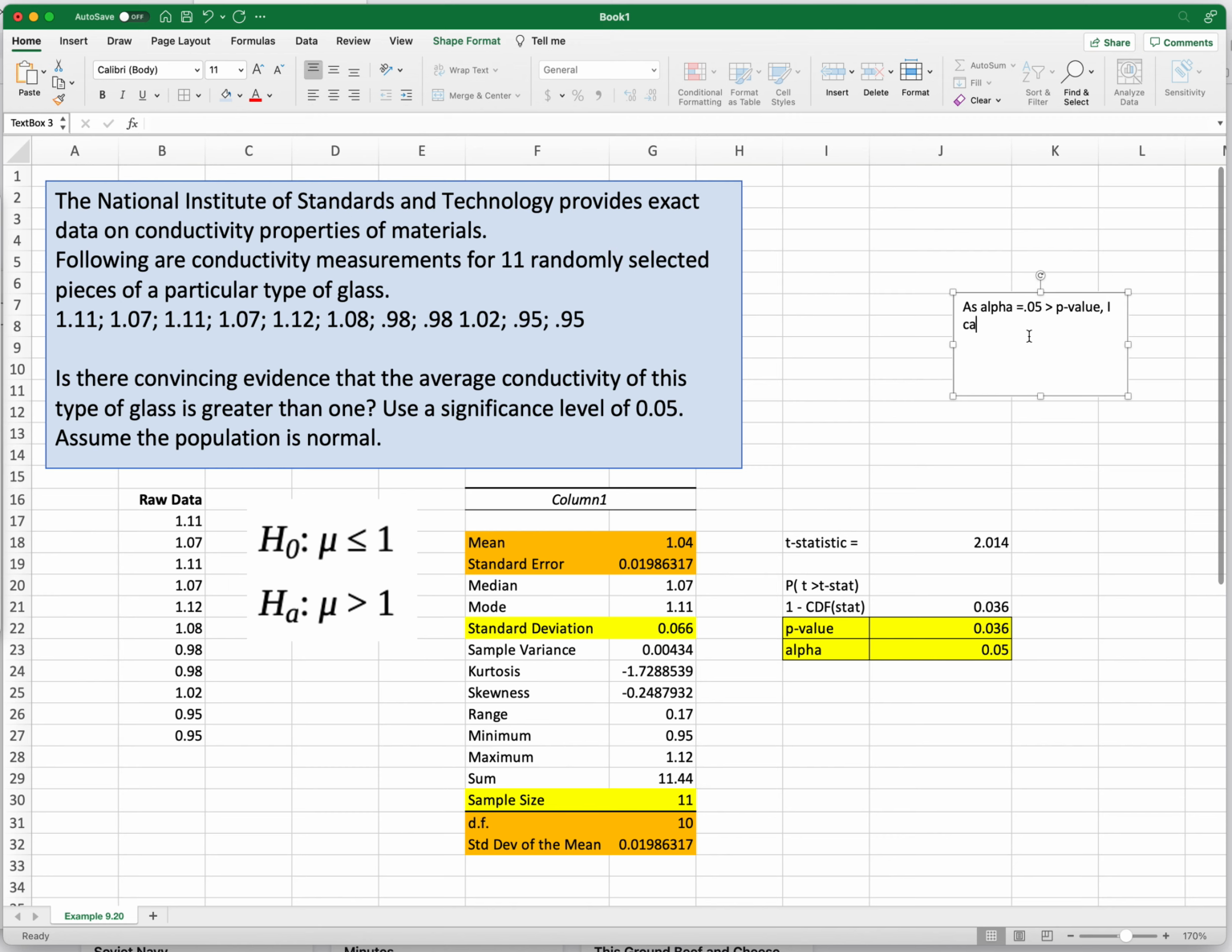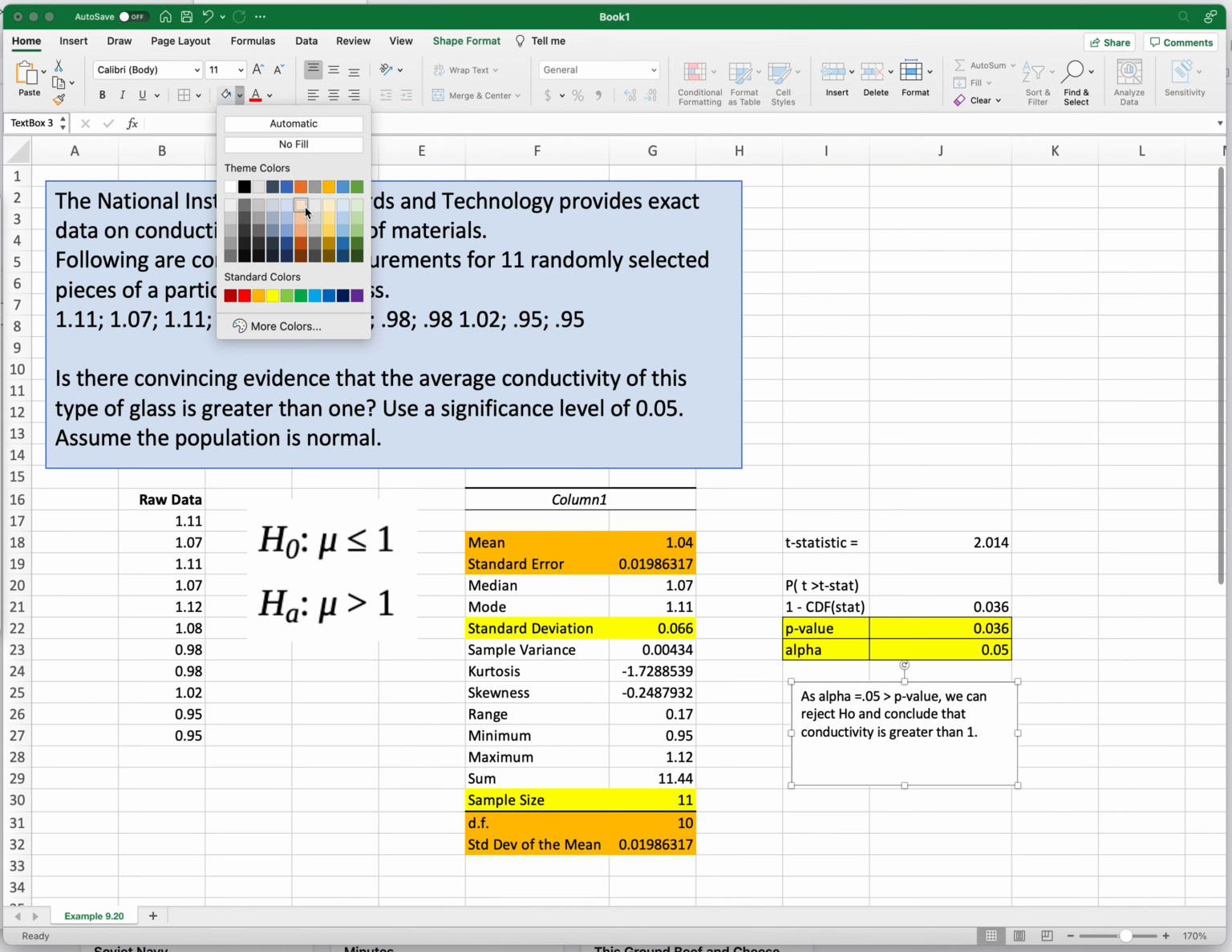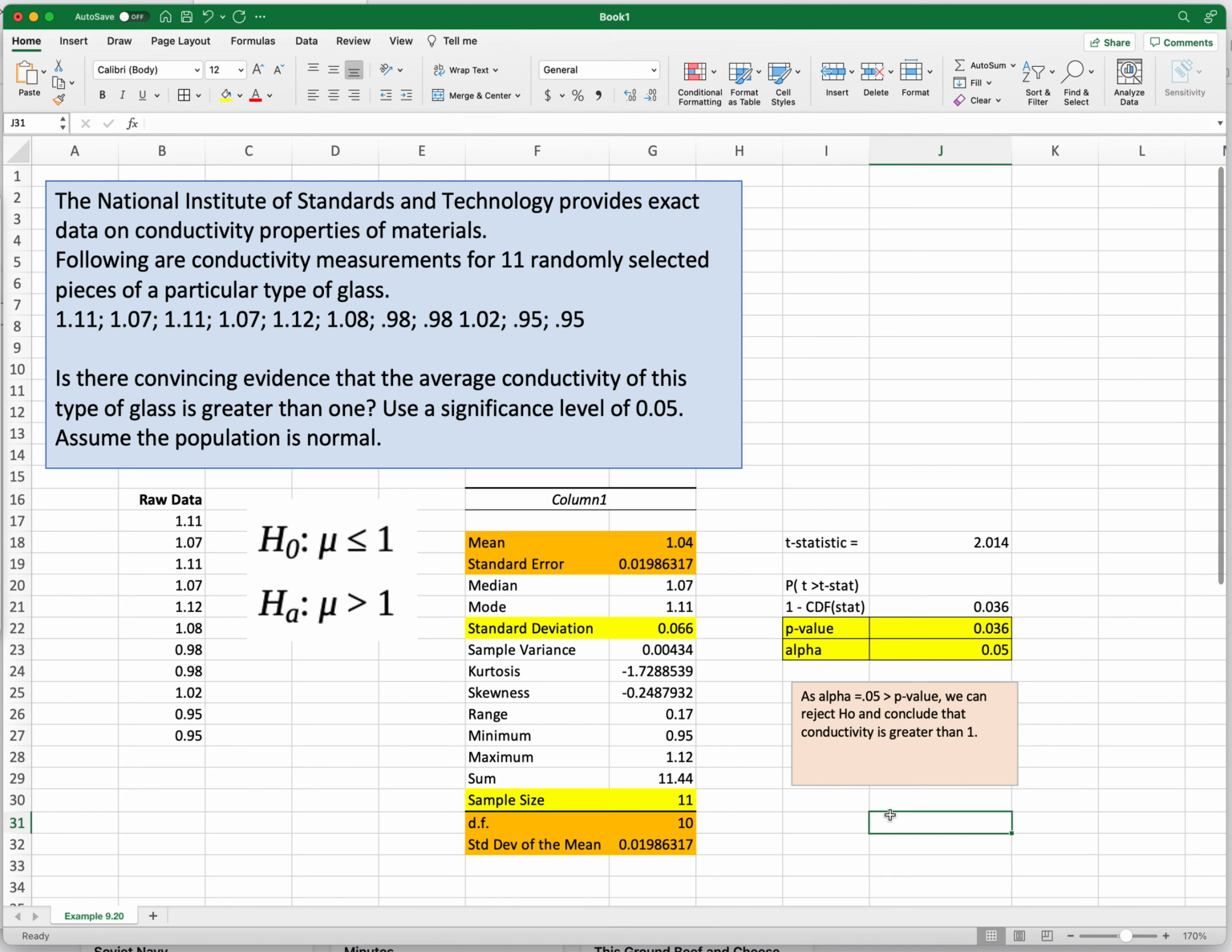we can reject H0 and conclude that the conductivity is greater than 1. This is my conclusion. And that's basically how you solve a problem like this.